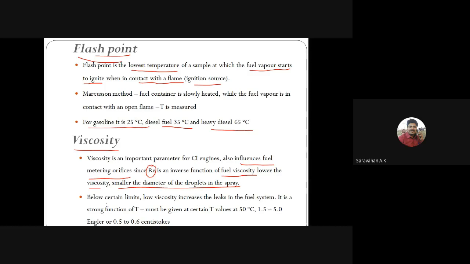Depending upon the temperature, the viscosity may vary. Low viscosity increases the leaks in the fuel system. It is strongly a function of the temperature. For up to 50 degrees Celsius, its viscosity will be 0.5 to 0.6 centistokes. That is the kinematic viscosity. We have dynamic viscosity and kinematic viscosity; here the kinematic viscosity will be 0.5 to 0.6 centistokes.